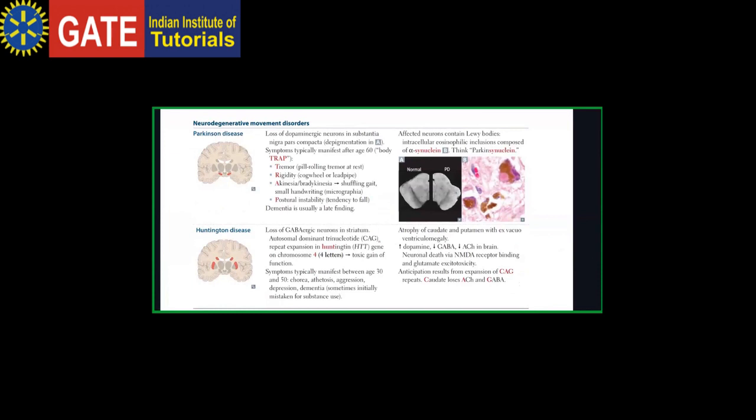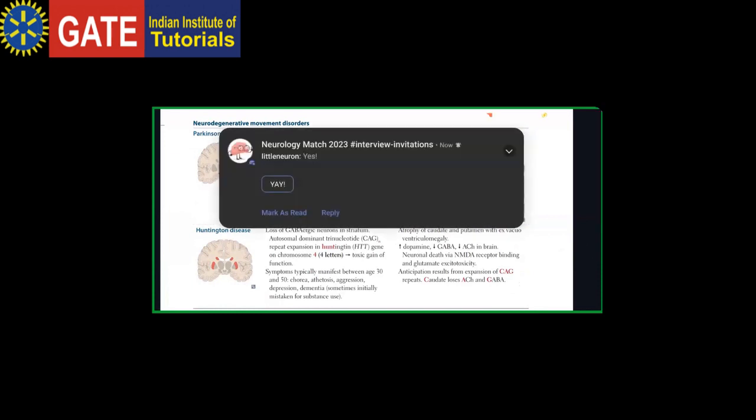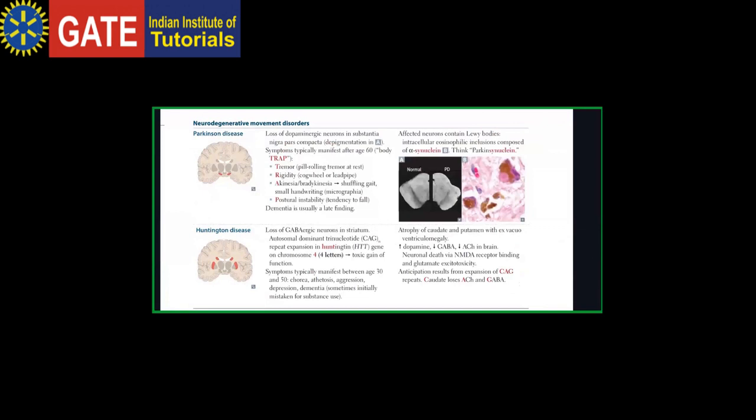Okay, if a Parkinsonism patient is coming, and you want to differentiate that from your atypical Parkinson's, or you want to differentiate that from progressive supranuclear palsy, how do we do that? Any secondary cause of atypical?